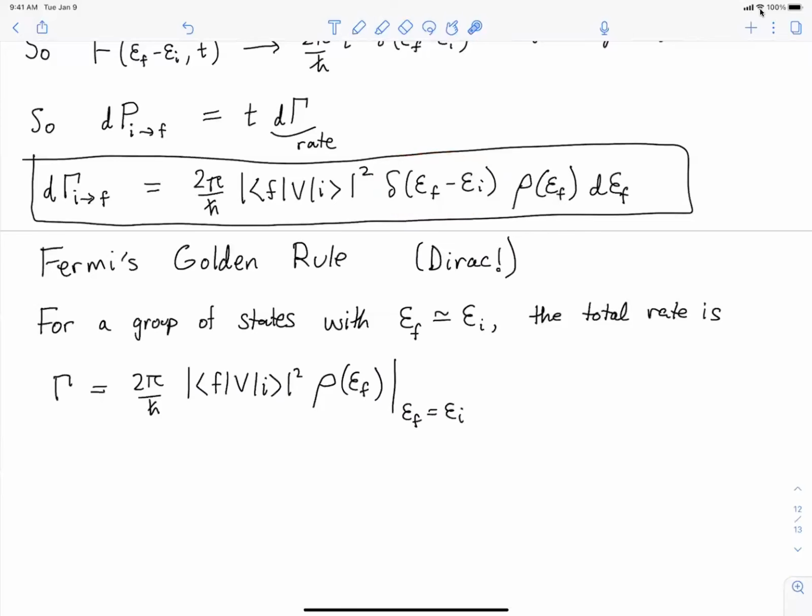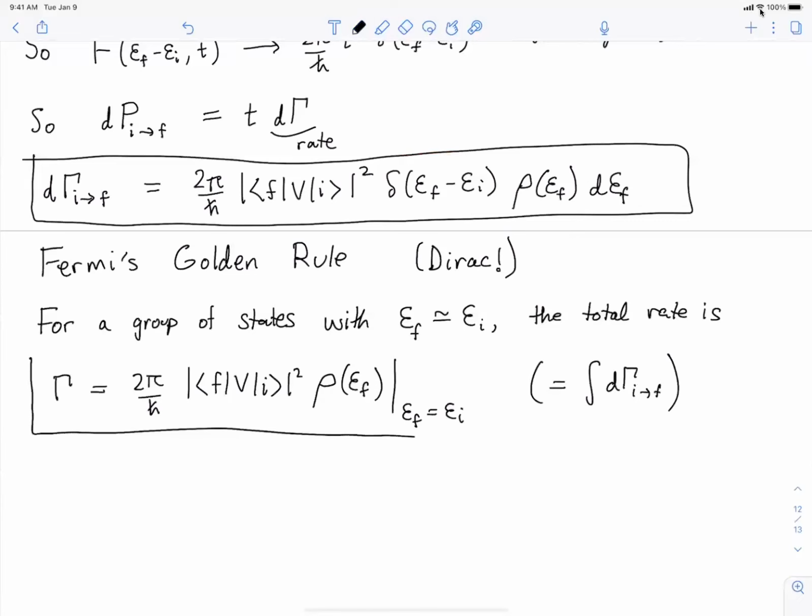Okay, and so to get that thing I've just written down, what you've really done is you've integrated your differential rate over all possible energies. So this is really the equivalent of Fermi's golden rule. And that version of it is maybe slightly more practical because that's an actual number rather than being something involving a delta function, which is just 0 or infinity.